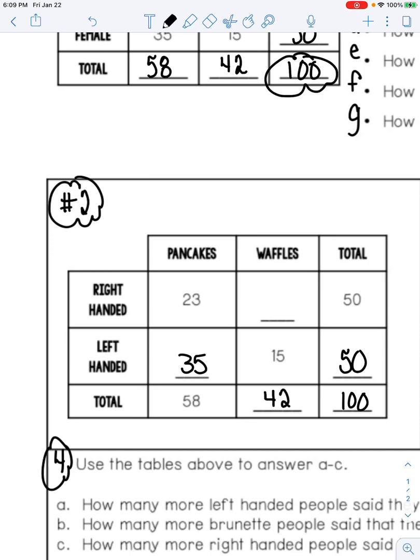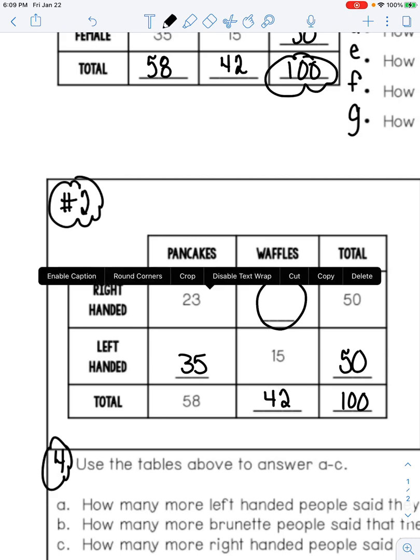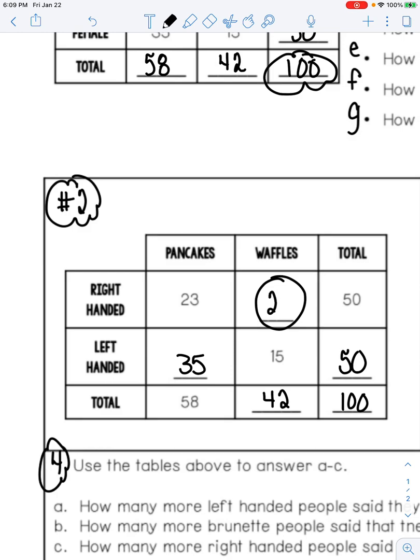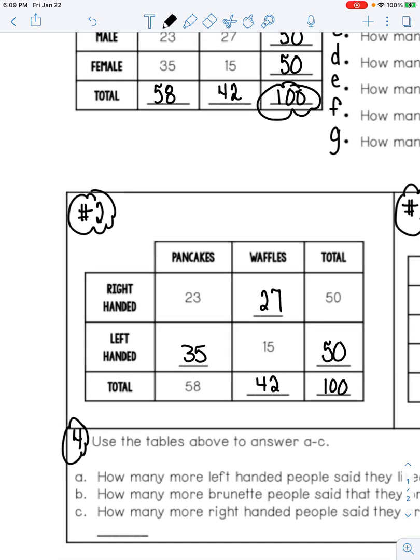Look at this. The only thing I'm missing here is that empty space right there. Well, I got two ways I can do it. I can do 42 minus 15, or I can do 50 minus 23. You're going to get the same answer no matter what. So I'm going to do 50 minus 23, and that gives me 27. So again, you're going to add and you're going to subtract to fill in your table.